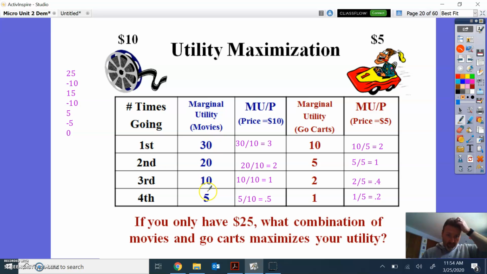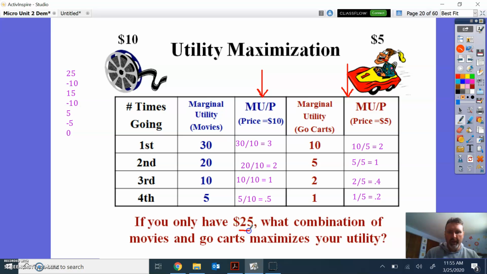Here's the marginal utility going to movies. Here's the marginal utility going to go-karts. Here's the column we need to focus on, this MU over P, and here's the column we need to focus on, this MU over P. We take the MU, which is 30, put it over the price, which is 10, and it gives us 3, then 2, then 1, then 0.5. You do this little math problem down over here too. Price is 5, 10 over 5 is 2, 5 over 5 is 1, and so on and so forth.